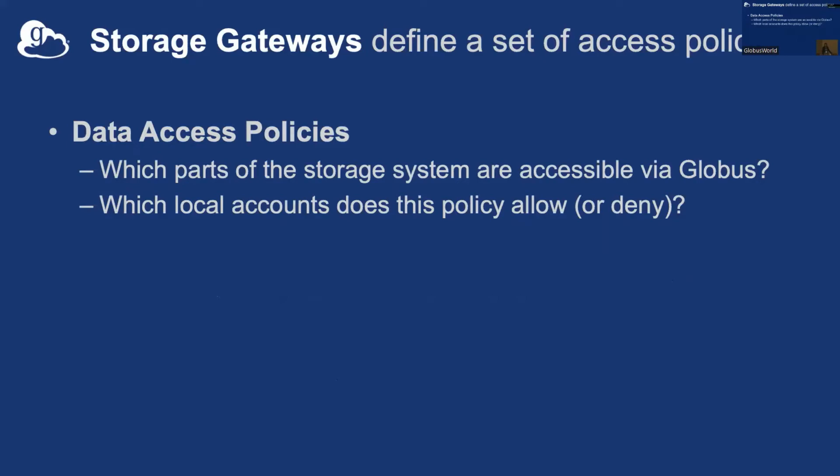And then the last one is around data access. What parts of the storage system are accessible? Globus from the very beginning has supported this idea of paths that are accessible to the system itself, so that you can protect some of the other paths. And also you can set policy on what local accounts can use and deny. So anything you were doing on V4 is available on this as well, right?